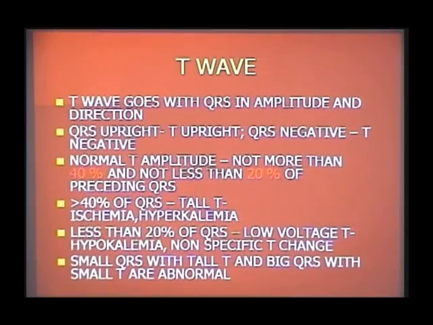So first measure the QRS amplitude. If it is a 10 millimeter QRS, the T wave should not exceed 4 millimeters, which is 40% of the QRS. If it exceeds 40%, you call it a tall T wave. If the QRS is 10 and the T wave is 9, it is a tall T wave.